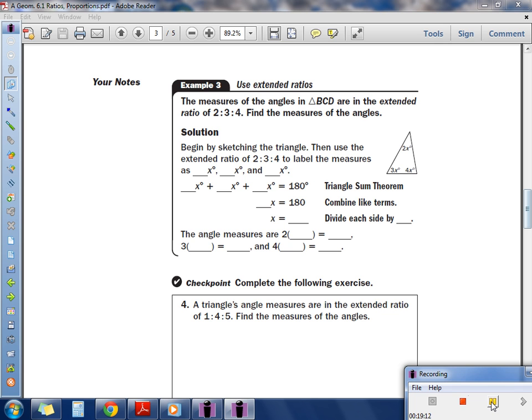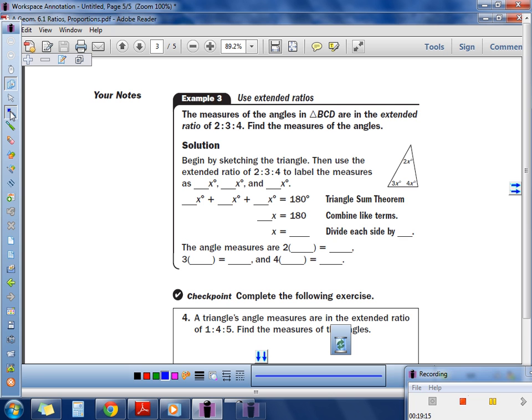This next problem is also a little bit different. They say the measure of the angles in the triangle are an extended ratio. An extended ratio is when they use more than 2 numbers for a ratio. They actually use 3 numbers separated by 2 colons in this case. Find the measures of the angles. The key thing you have to remember is this right here. Whenever you're dealing with interior angles of a triangle, you have how many angles? You have 1, 2, 3 angles, and they always add up to 180.